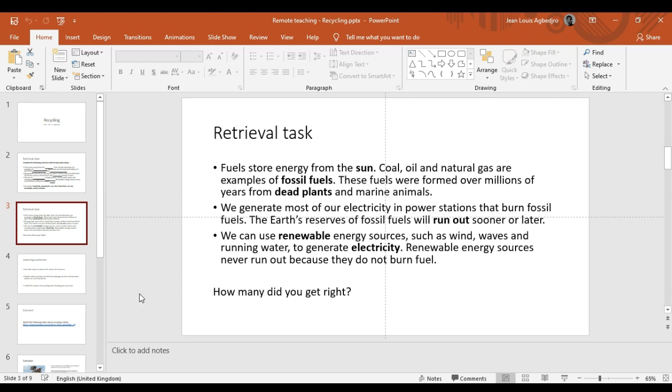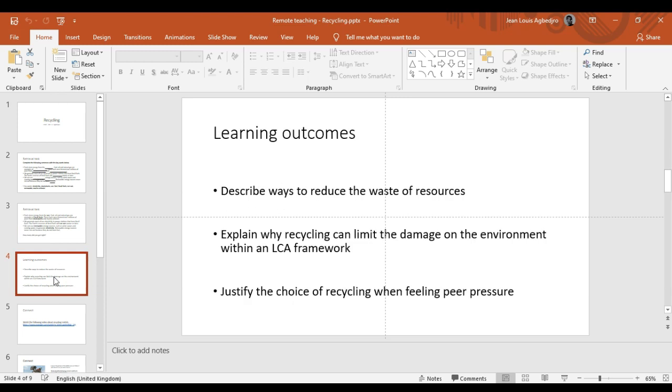So check how many words you got right, and by looking at the slide, just try to self-assess. You can pause the video and do this. Okay, so now we will go into recycling.